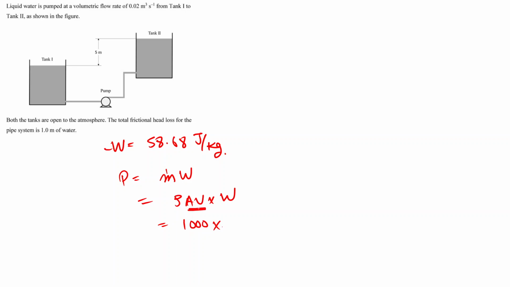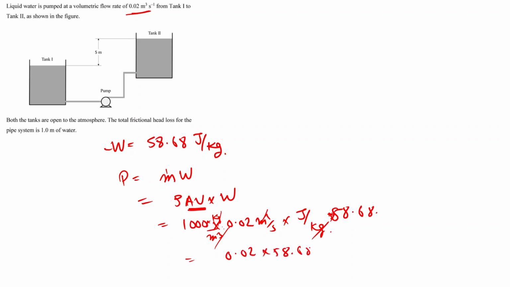And then A V is basically the volumetric flow rate, which over here we have been given as 0.02 meter cube per second. And the density was kg per meter cube. Work done we calculated as joule per kg, so the kg will get cancelled out. Basically we are left with 0.02 into 58.68 into 1000 joule per second, that is watt.